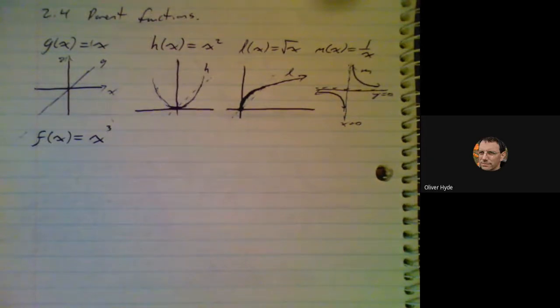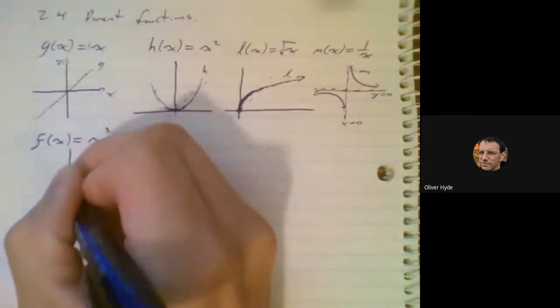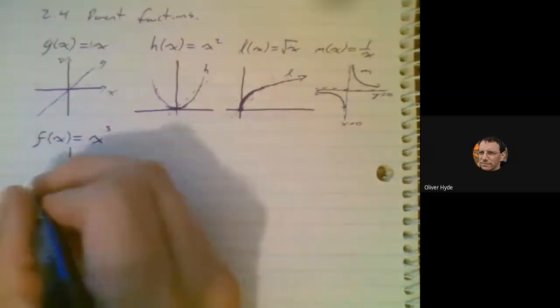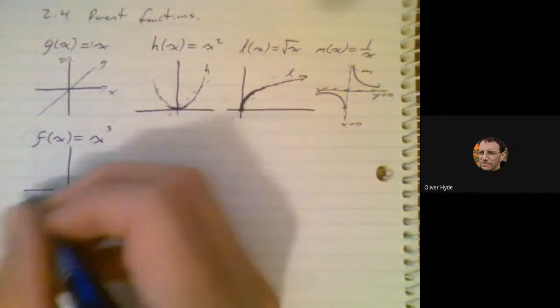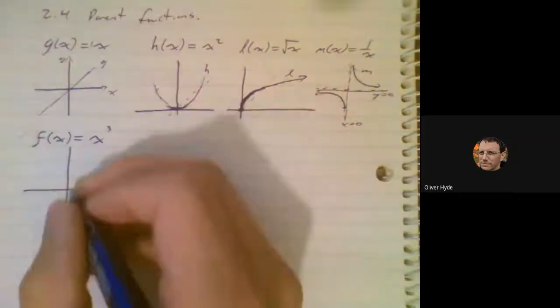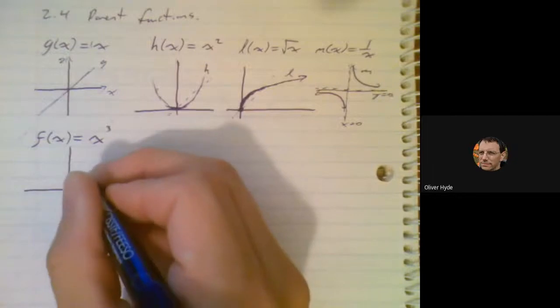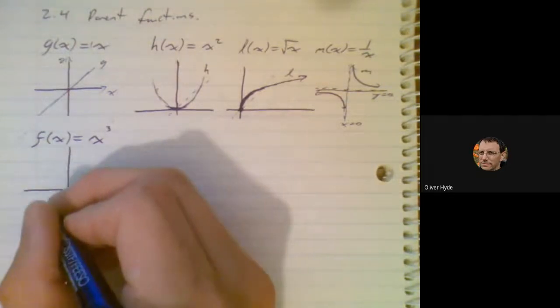Let's talk about f of x equals x cubed. Without actually constructing a table of values, let's just do one quickly in our head. I'm allowed to cube any number, right? So I'm going to predict my domain is unrestricted. The cube of 0 is 0. The cube of 1 is 1. The cube of -1 is -1.